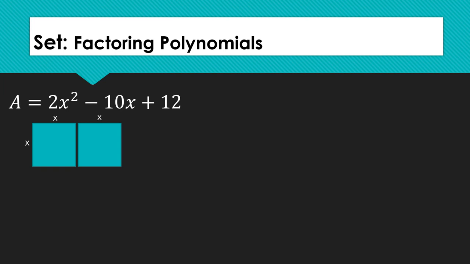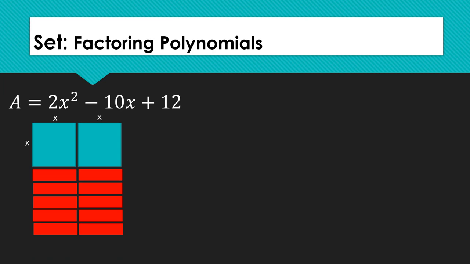Remember that one positive rectangle and one negative rectangle will create a zero pair and essentially cancel out each other's value. The third term in the trinomial is 12. We know that we need to have a value of 12 small squares with dimensions 1 by 1 once we combine all the small squares together. Now we must figure out how to use these tiles to form one large rectangle.